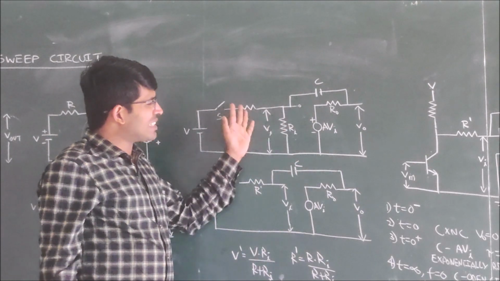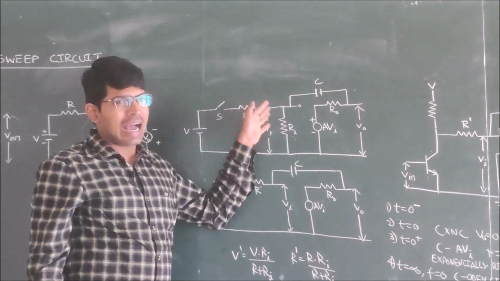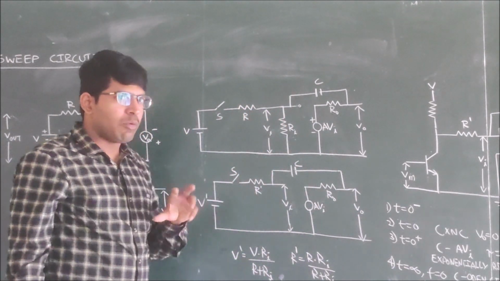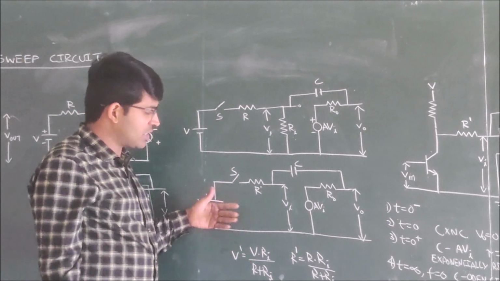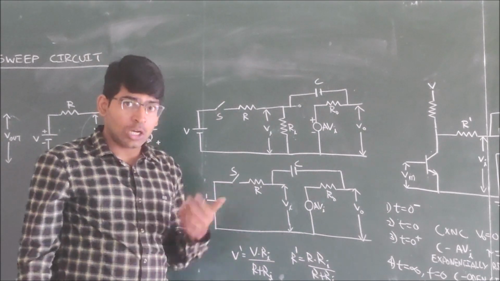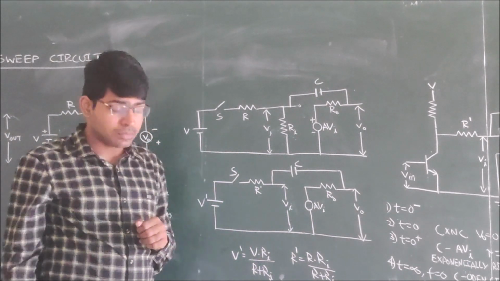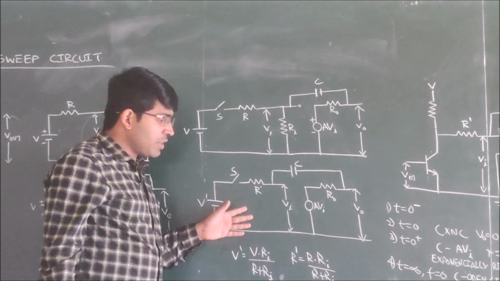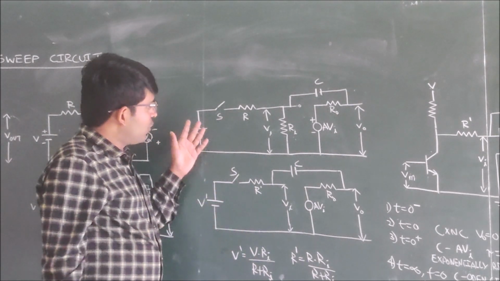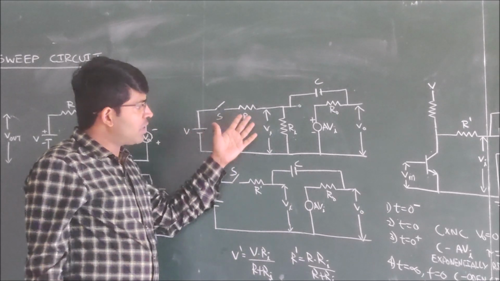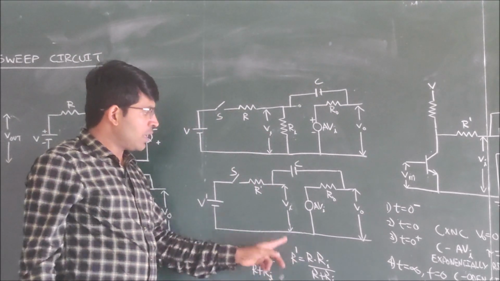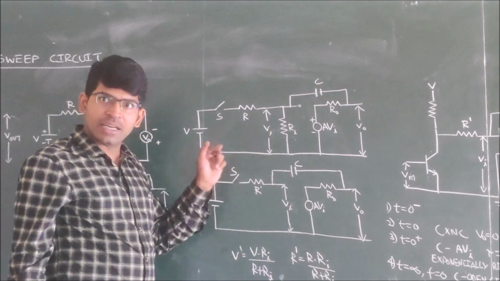But I am not interested in taking two resistances, R and Ri. I want to use the Thevenin's equivalent circuit. This is the Thevenin's equivalent circuit. Now I am applying Thevenin's theorem. By applying Thevenin's theorem, if I short this voltage source, then we will get to know the Thevenin's resistance R dash.